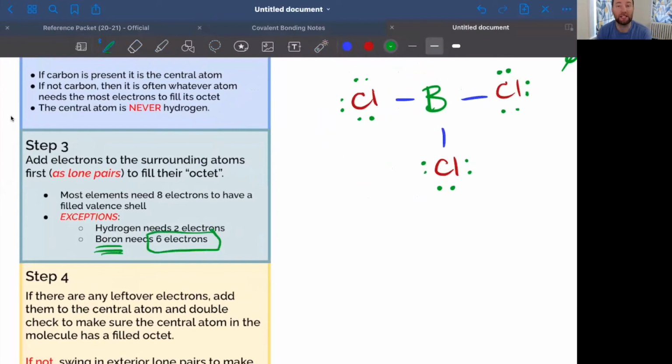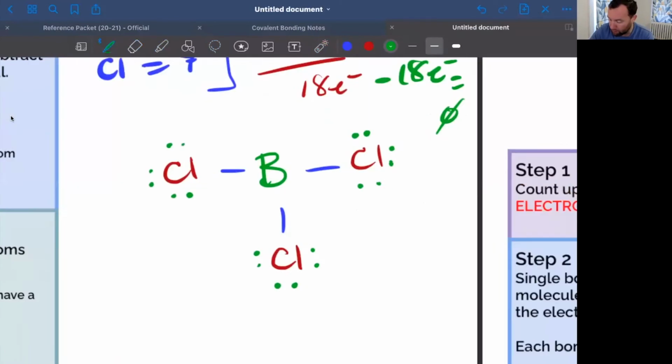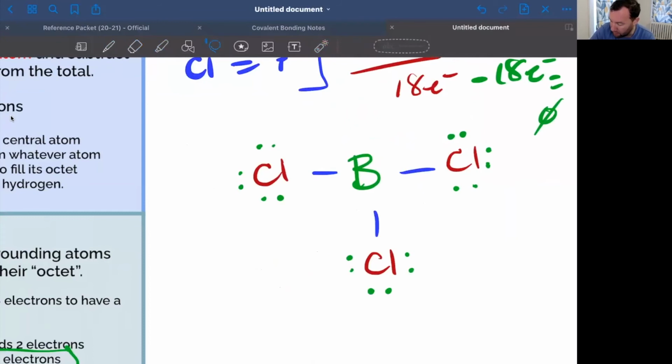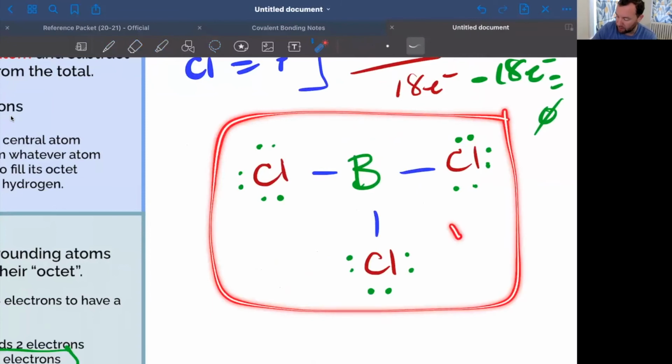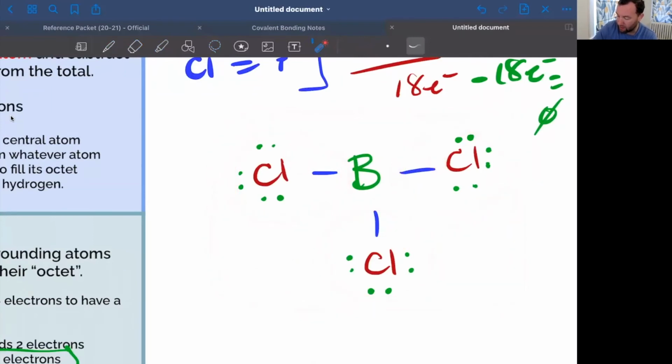It's one of the 2 exceptions you need to know. Hydrogen needs 2, boron needs 6. So while at first it may seem like boron doesn't have an octet, and many people would be inclined to move a pair of electrons in, nope. We are done. That is the structure for BCl3. Done. Because we have 8 electrons, 8 electrons, 8 electrons, and boron only needs 6 electrons.